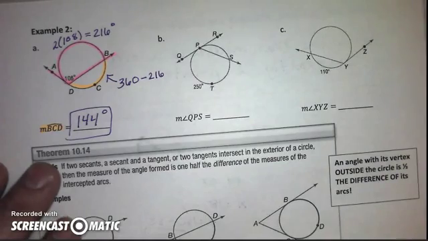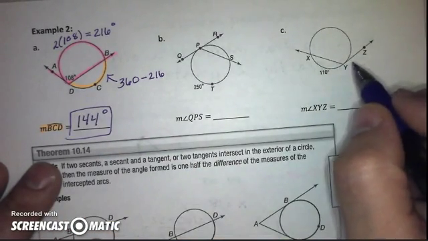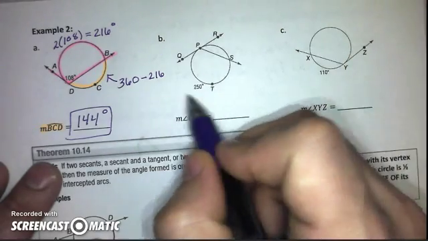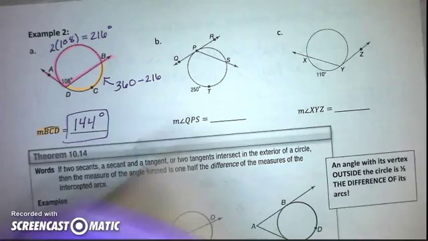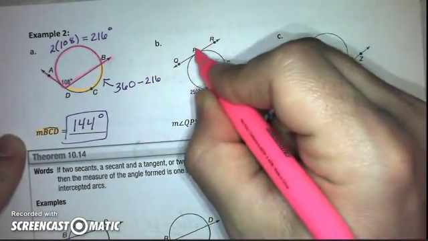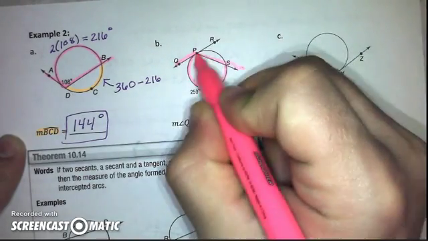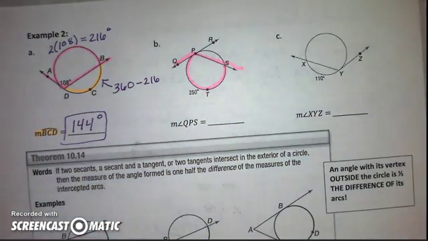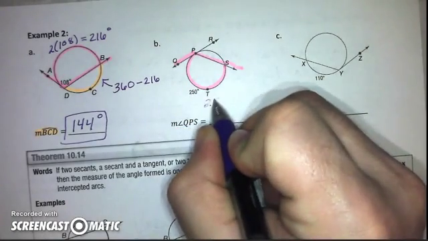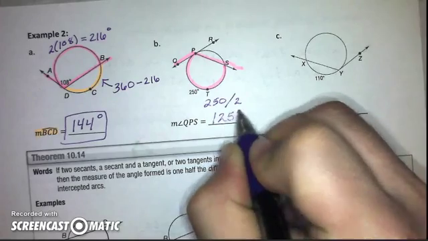Okay? We're going to do problem C very much like that, but on part B it's a whole lot easier than that, because if you look at the arcs we're using, arc PTS, and we are to find angle QPS. So the angle is half of the arc. So in this case, all we have to do is do half of 250, which is 125.